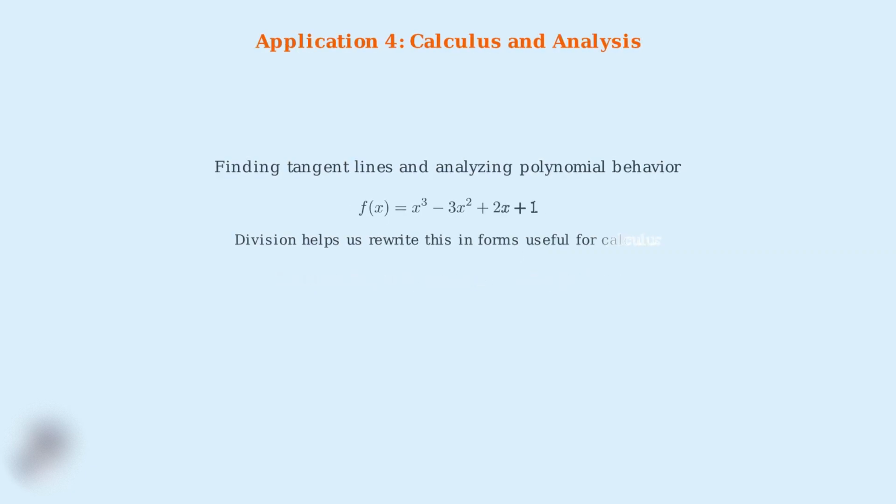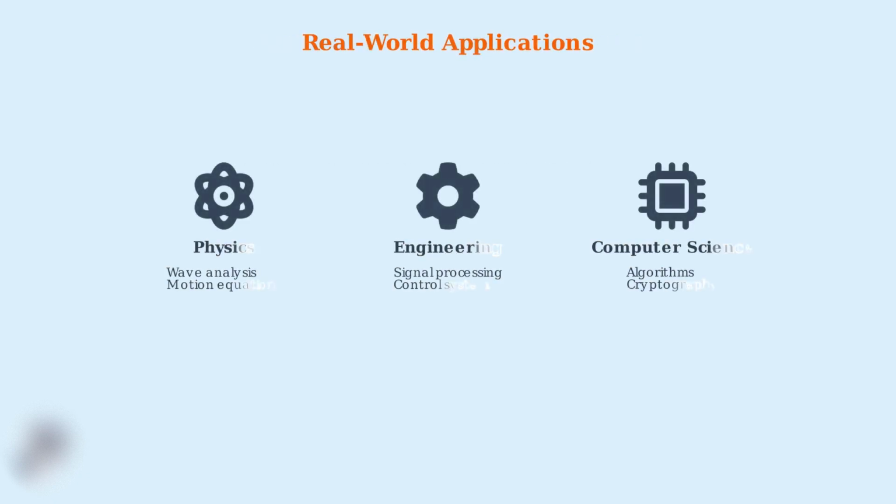The fourth application connects to calculus. Polynomial division helps us find tangent lines to polynomial curves and analyze their behavior near specific points. These mathematical applications translate directly into real-world fields. In physics, polynomial division helps solve equations of motion and analyze wave functions. In engineering, it's used in signal processing and control systems design.